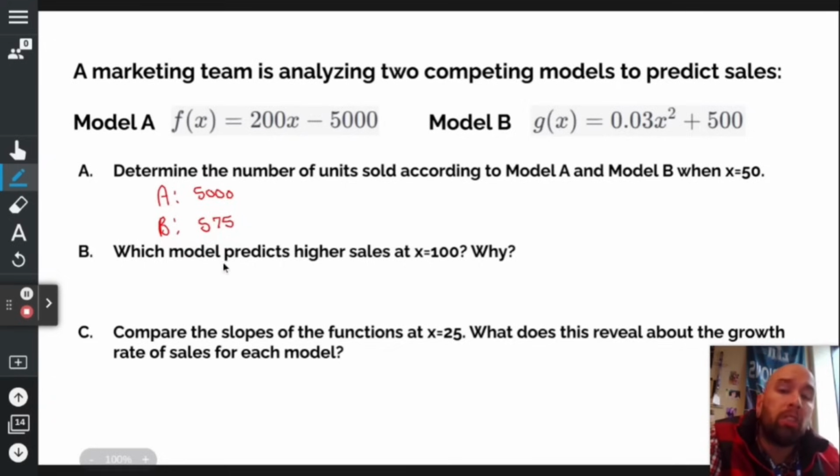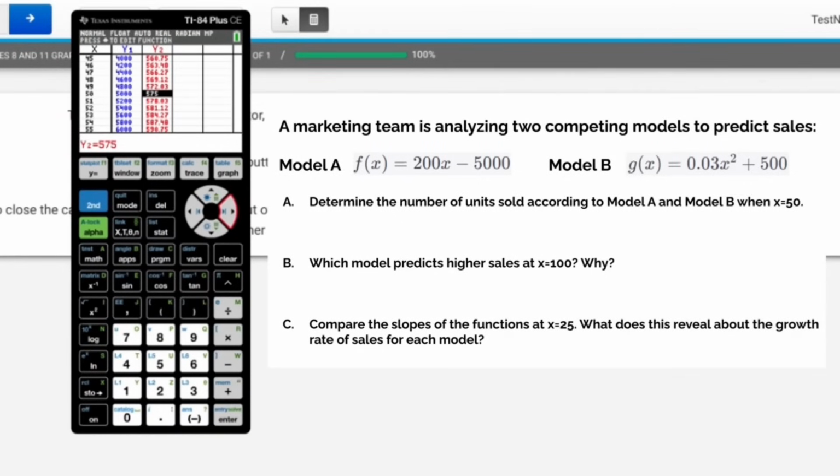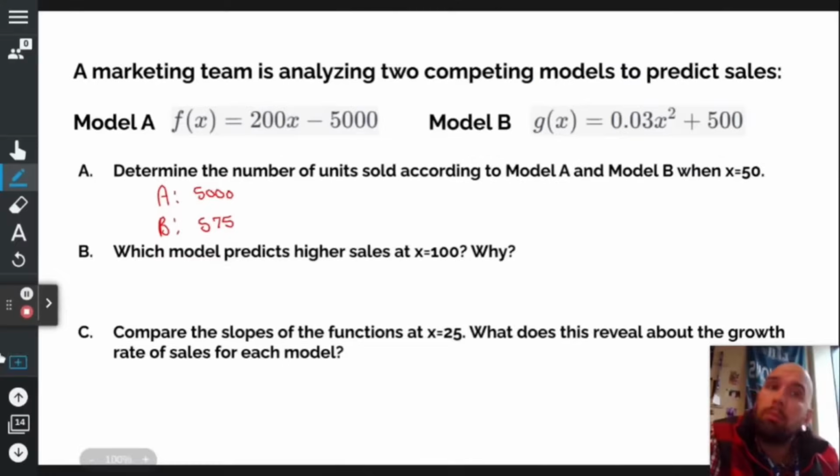Which model predicts higher sales at x equals 100? Why? So we're still here. Which model predicts higher sales at x equals 100? Let's scroll down. Let's keep scrolling down. It looks like y sub one, which is model A, by quite a bit. And it asks us why. Well, because that one's bigger. I don't know, so let's just say that. Well, when I plug in each, the answer was A because the number was bigger.